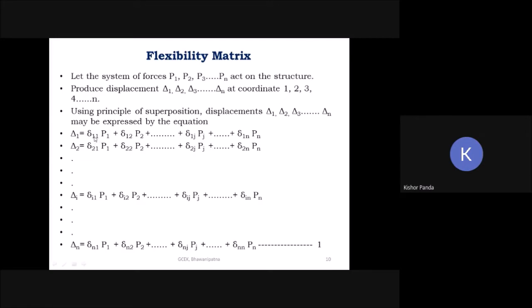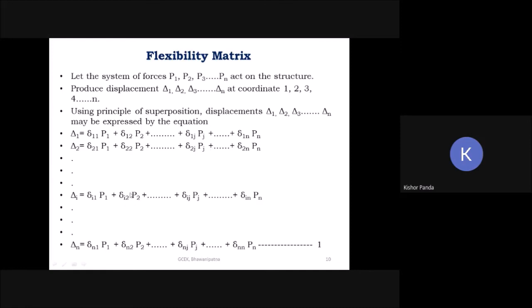So delta 11 indicates the displacement at coordinate 1 due to unit force at coordinate 1. Similarly, delta 22 is the displacement at coordinate 2 due to unit force at coordinate 2. Similarly, delta i2 is the displacement at coordinate i due to unit force at coordinate 2. The second index is the unit force and the first is the displacement, i2.